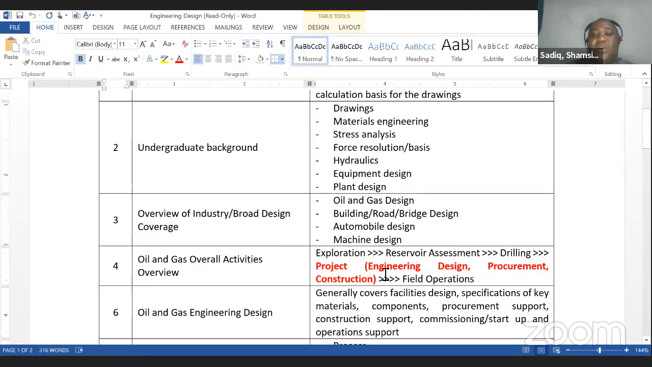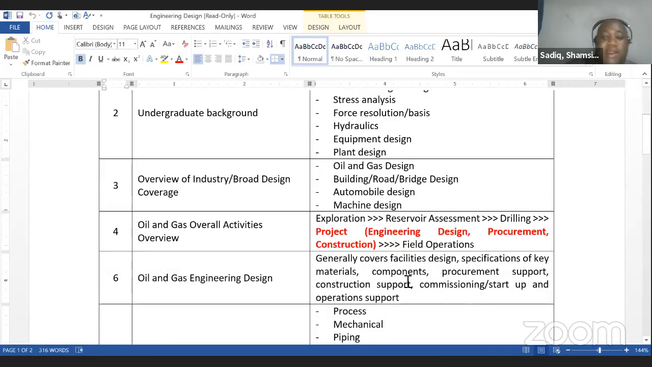Reservoir guys will tell you, even if we find the oil, how do you assess what the volume is? And we tell them, no matter what you find, if you don't have a facility to produce it safely, you can't do anything. Operation guys will tell you, no matter what you put together, if you don't operate it and produce the oil, nothing is going to happen. So that's how we are interrelated, and we work very closely with each other, especially engineering and field operation.